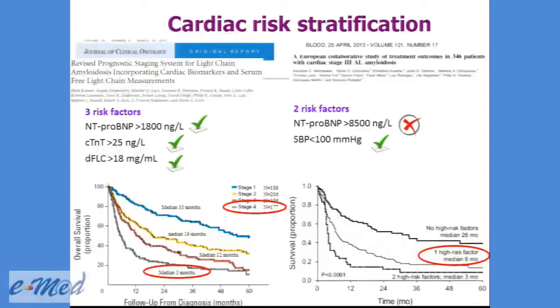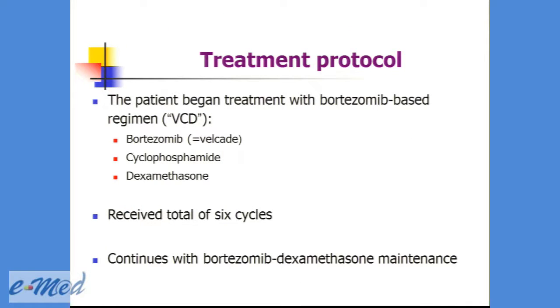So with this dismal outlook, he immediately began treatment protocol. We usually give the VCD if it's tolerated by the patient, that is composed of bortezomib, the Velcade, cyclophosphamide, and dexamethasone. Our patient received 6 cycles of this combination that spanned roughly half a year, and continues with bortezomib and dexamethasone maintenance on a regular basis.